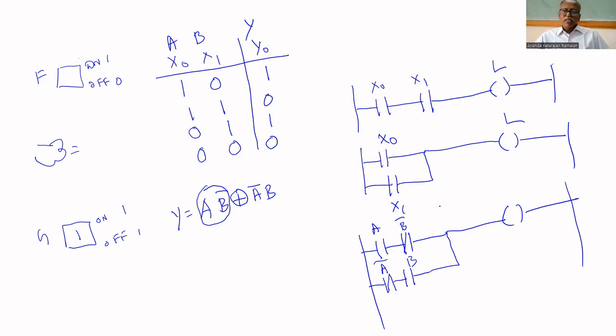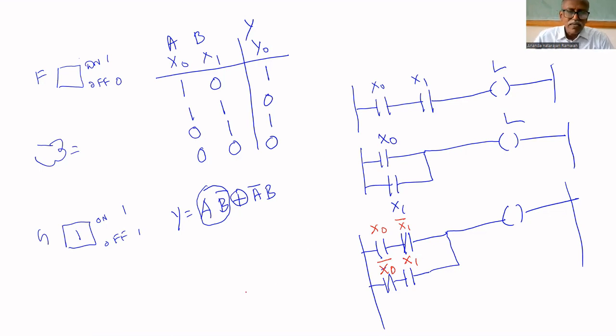Instead of A and B, let us put X0 and X1, because in the programming we have to use X0, X1, X2, X3. This is X0. This is X1 bar. This is X0 bar. This is X1. That's all. Let us check whether it is working or not.